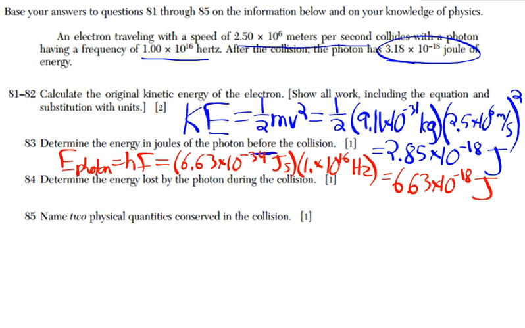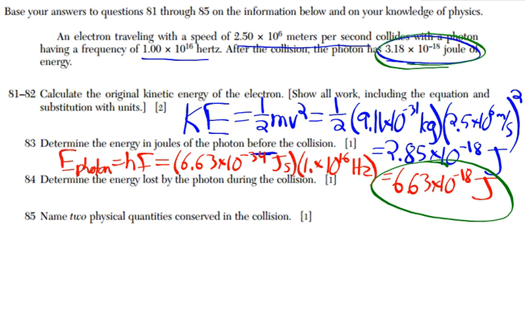All right, now for 84, determine the energy lost by the photon during the collision. Okay, so we're just looking at the energy before. We see the energy before, we have this 6.63 times 10 to the minus 18 joules. And the energy after is less, 3.18 times 10 to the minus 18 joules. And all we're going to do here is subtract that.